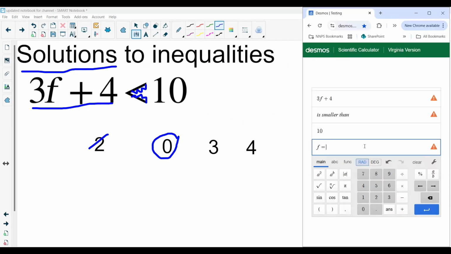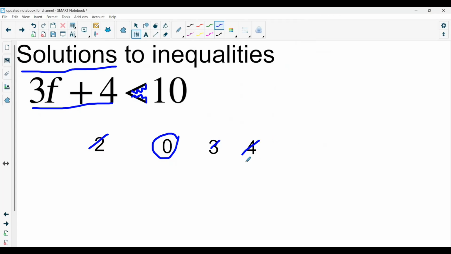Let's try 3 now. Our answer is 13. 13 is smaller than 10. Is that true? No. Let's cross that out. Let's try lastly 4. Is 16 smaller than 10? Nope. So the only solution that we have here could be 0 because 0 makes this side over here smaller than 10.